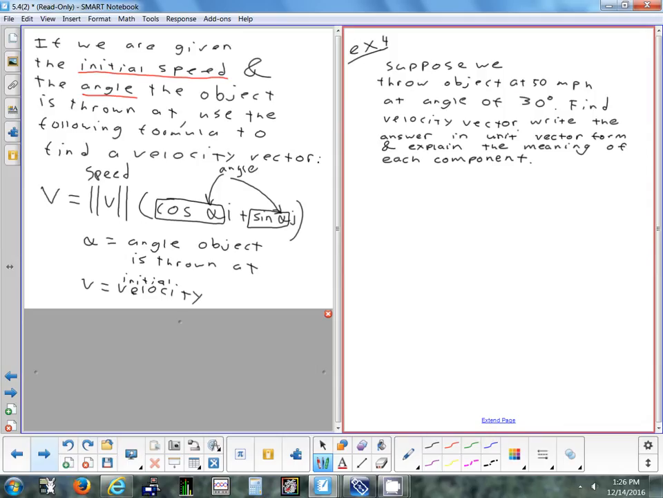All right, so in our example, we're going to throw an object at 50 miles an hour. And we're going to throw it at an angle of 30 degrees. So before I even start, what does that mean? If you throw an object at 30 degrees, how is it traveling away from me? In what directions?